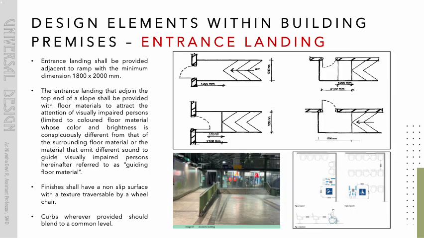Entrance landing. Entrance landing shall be provided adjacent to ramp with the minimum dimension 1800 by 2000 mm. The entrance landing that joins the top end of a slope shall be provided with floor materials to attract the attention of visually impaired persons, limited to colored floor material whose color and brightness is conspicuously different from that of the surrounding floor material or the material that emits different sound to guide visually impaired persons, hereinafter referred to as guiding floor material. Finishes shall have a non-slip surface with a texture traversable by a wheelchair. Curbs wherever provided should blend to a common level.